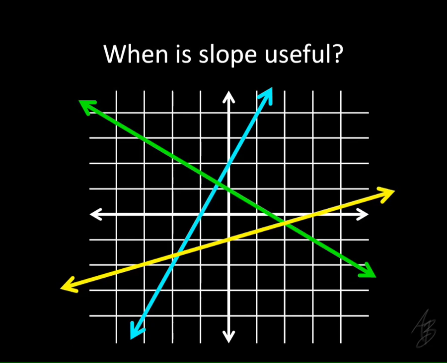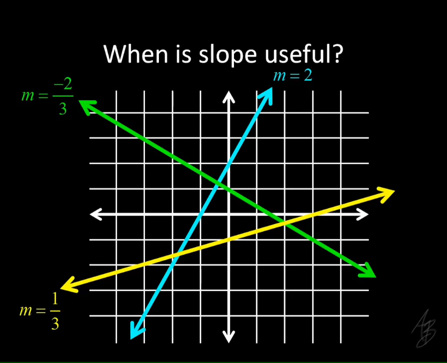So slope is useful here, but it's only useful here because all 3 slopes are different. So all 3 slopes are different. So if I tell you that I picked the line with a slope of 1/3, you know exactly what line I'm talking about because there's only one line with a slope of 1/3.